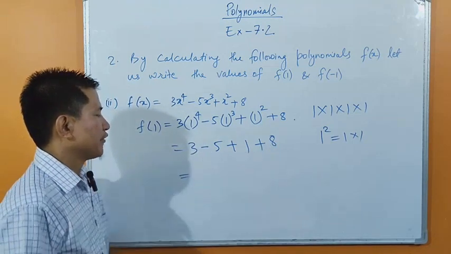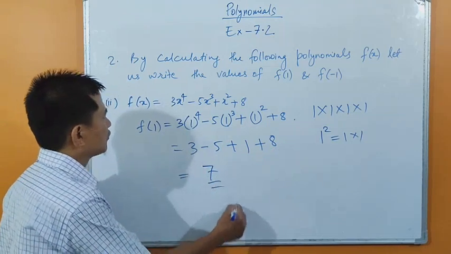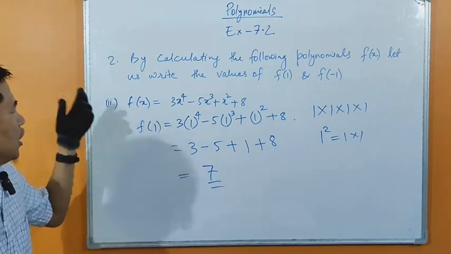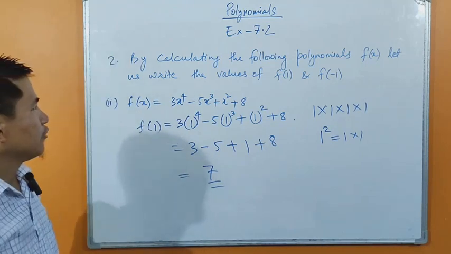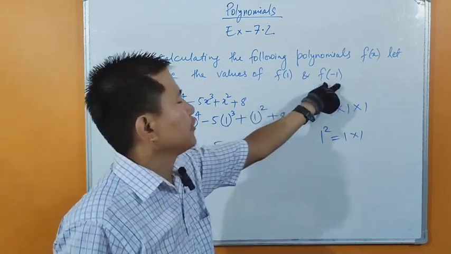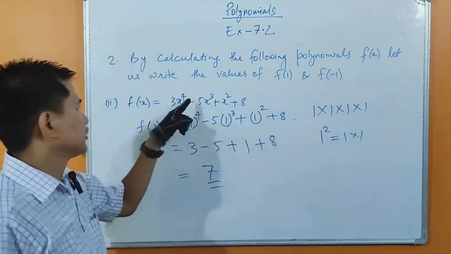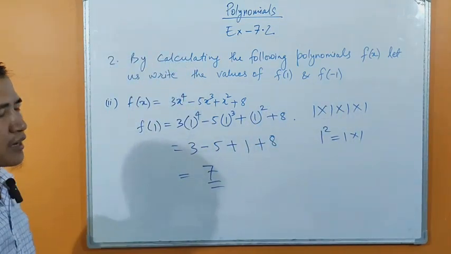And 12 minus 5 is 7. This is the answer for sub number 2 of question number 2. Okay, now let us go to find the value of f minus 1 from this expression. Please take the screenshot. I'm going to erase this.